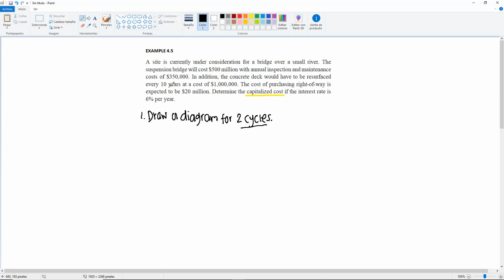That means that if you want it to appear at least twice in your diagram, it has to go up to year 20. Then the cost of purchasing right of way, that's a cost that occurs in year 0 because you need to purchase it right away before you start building your bridge. And that's all we have. So our diagram has to be 20 years long. Okay, so we're going to have year 0, 10, and 20. It's going to be 1, 2, 3, 4, 5, 6, 7, 8, 9, 10, 11, 12, 13, 14, 15, 16, 17, 18, 19, and 20.